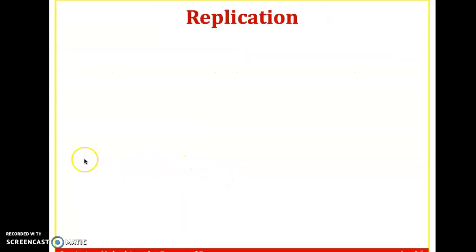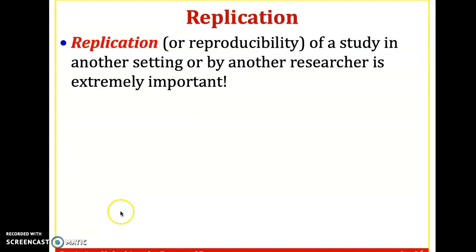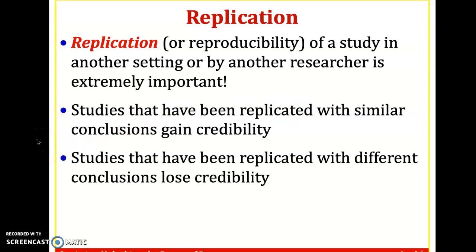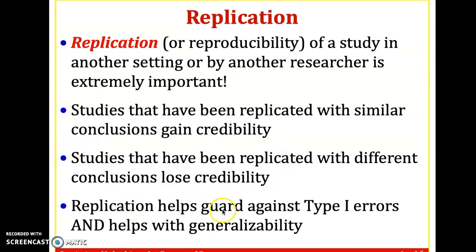Okay, so one example, I was listening to a podcast a while ago. I have a link to that on here. The idea of this replication or reproducibility of a study in another setting or by another researcher is important. So if you have a study and then another researcher, say another psychologist, if you're looking at a psychology paper, sets up your experiment and gets similar results, then you're starting to gain credibility. You're starting to build a better case. Studies that have been replicated with different conclusions lose credibility. And this idea of replication helps guard against type 1 errors and helps with generalization.